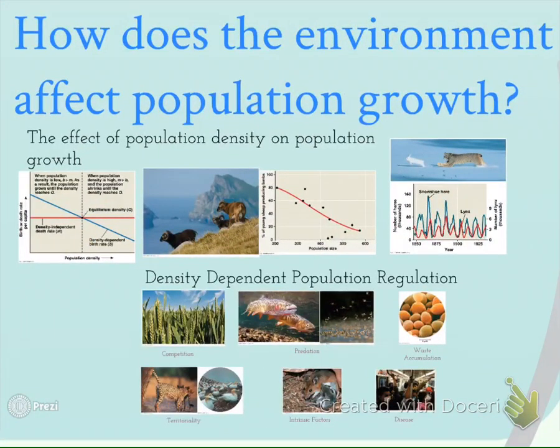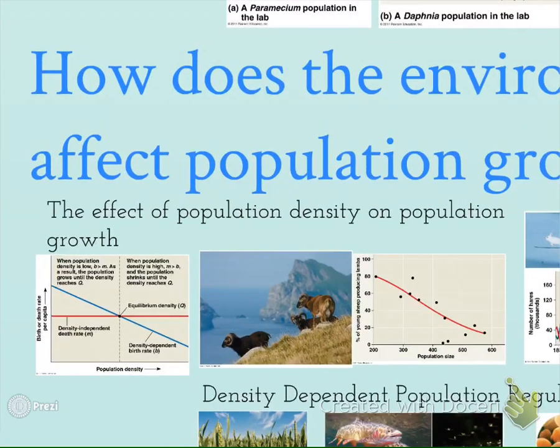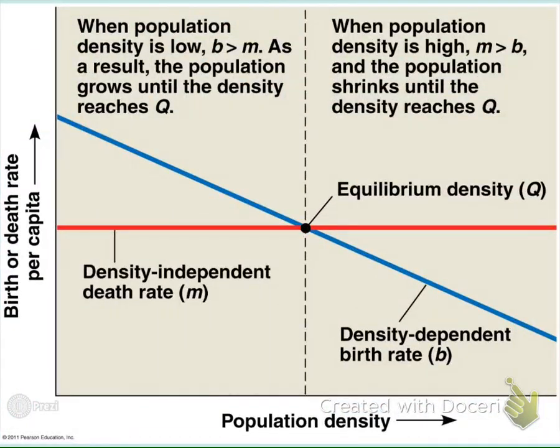Now, the environment affects population growth. And the effect of population density on population growth is measured in these graphs. Q is equilibrium. B is density dependent birth rate. I'll get into density dependent in a minute. And M is density independent death rate.